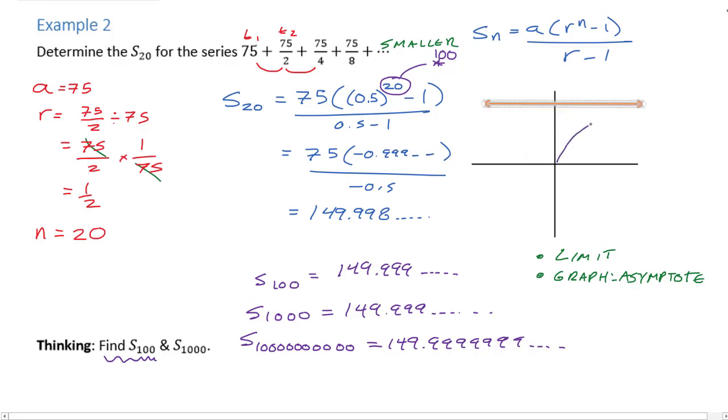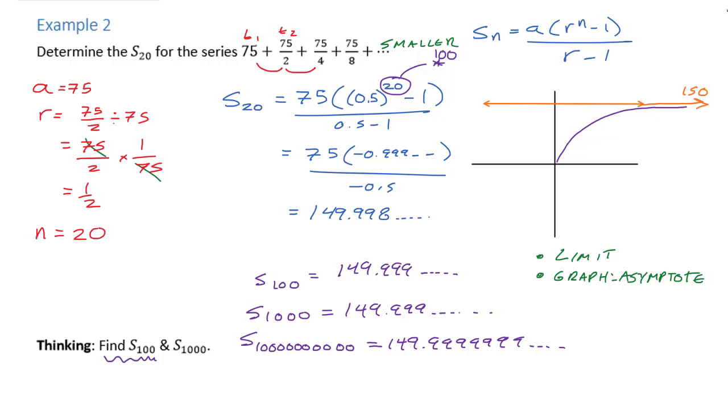Sorry, my bad. Right? But it would get closer and closer, but it would never ever touch 150. So if this is 150, they're never going to make it. They're never going to cross that line. They're just going to infinitely get closer to that line. So that's something to think about. I wanted to point that out to you, okay?